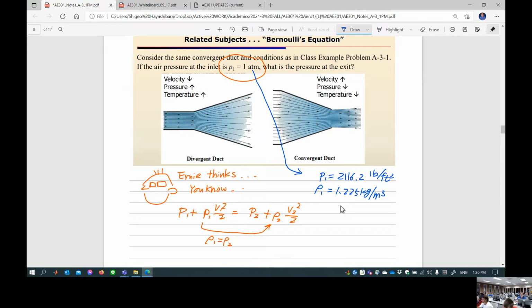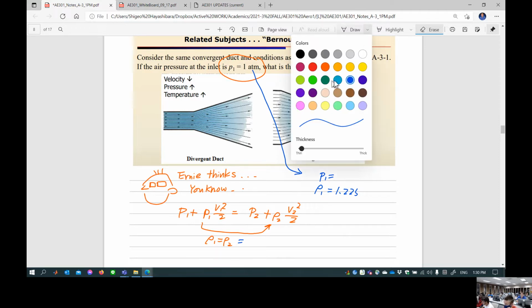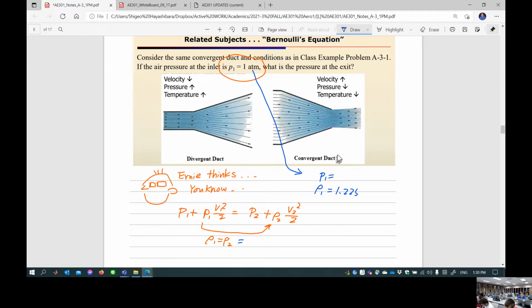I was going to ask, it uses SI units in A301. Oh, that's right. This is SI. P1 is equal to 2116 pounds, probably. So let's pick up SI unit pressure. How's that? SI unit wise, what is the standard sea level 1 atm?